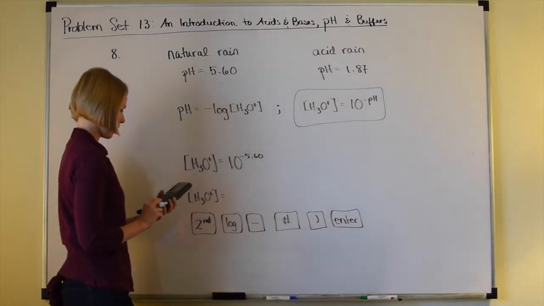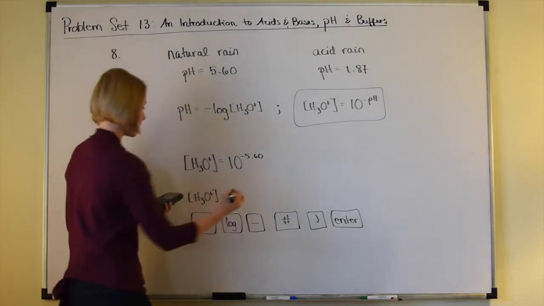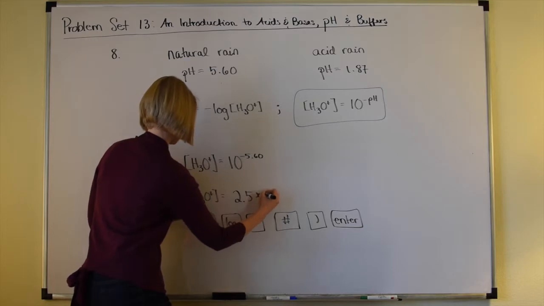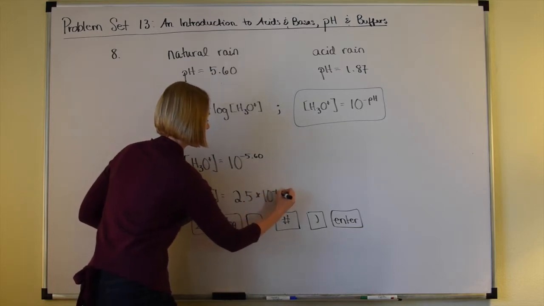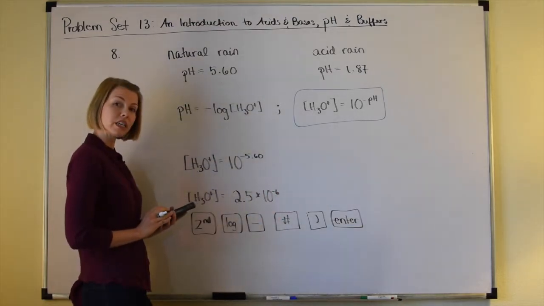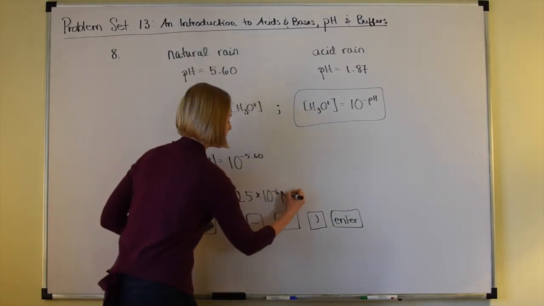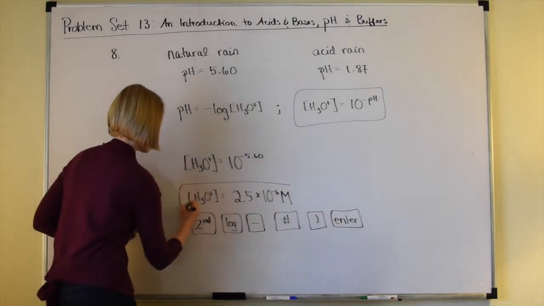Okay. All right, and my answer is, for the hydronium ion concentration, 2.5 times 10 to the negative 6. And don't forget your unit for the hydronium ion concentration in these problems. It's always molarity. So molar.